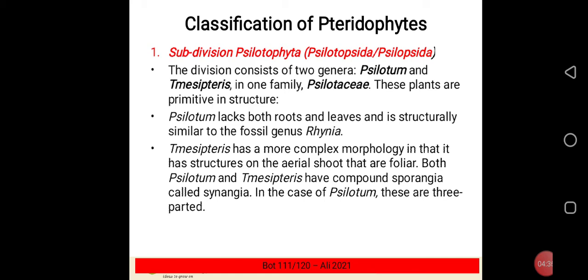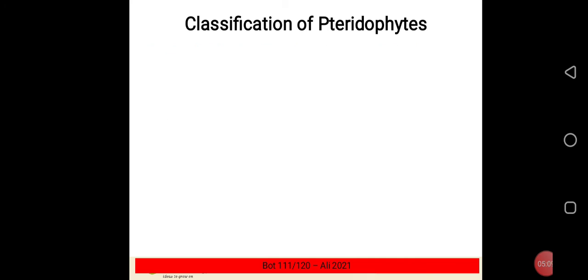Therefore, what is now the similarity between Psilotum and Tmesipteris? The similarity between Psilotum and Tmesipteris is that they have compound sporangia called synangia. That's the main similarity between Psilotum and Tmesipteris: they have compound sporangia called synangia. Now in the case of Psilotum, they are three-parted.